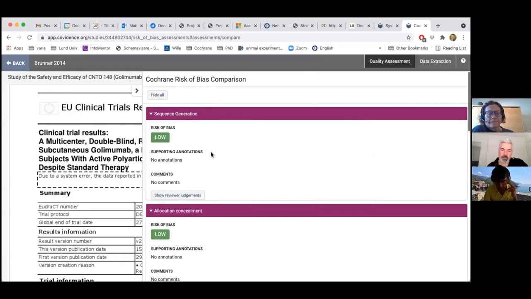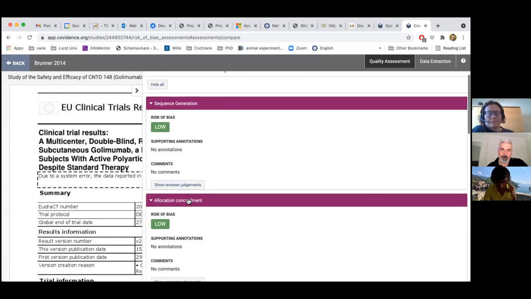Usually these 2 maybe are the easiest. The first one, sequence generation. So here the question is, in this area we could only include randomized trials. So it's important to see whether this was properly randomized or not. The question on sequence generation is how the sequence of random numbers was generated, how was it created. So we are happy if we are sure that it was a real random sequence of numbers.